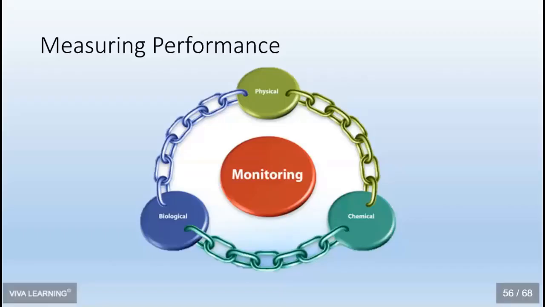Okay, when we're measuring performance, we want to make sure that the sterilizer is in fact doing what we're counting on it to do. And so we use different types of monitoring devices. That includes the physical, the chemical, and the biological. The physical is basically looking at your gauges, your LED readouts to make sure that the sterilizer has reached its appropriate time, temperature, and pressure for the given cycle that has been selected.